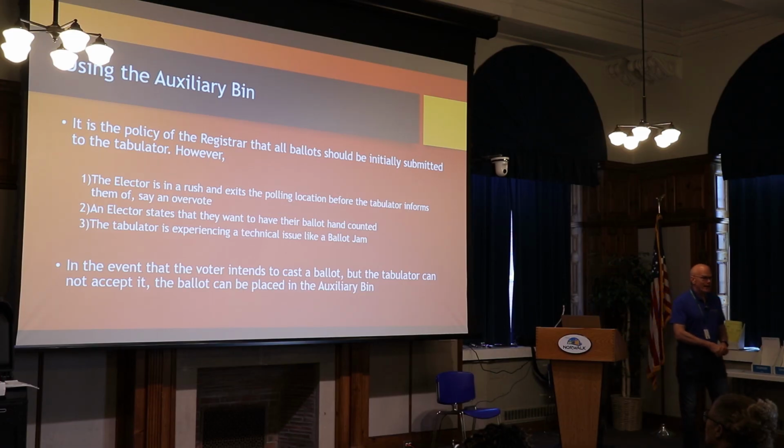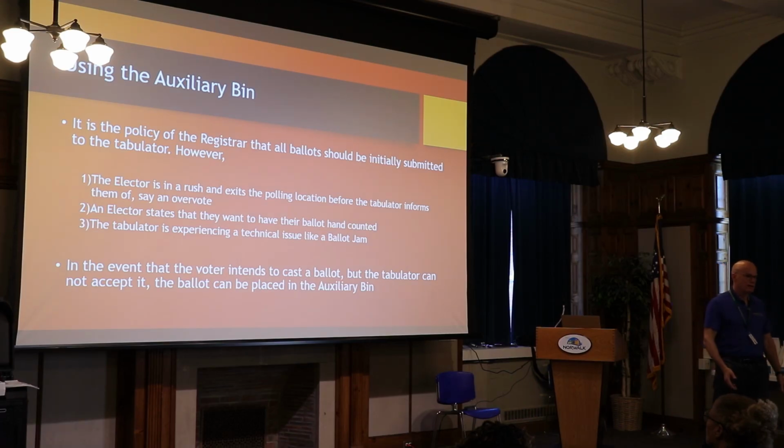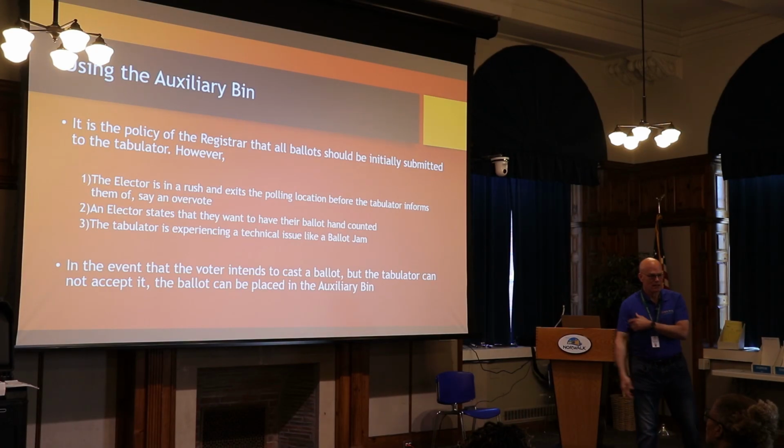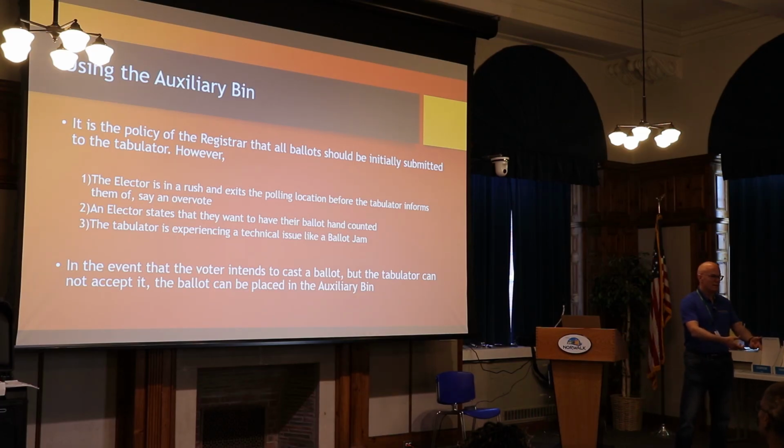In the event that someone says, oh no, I filled out that ballot correctly, I want this ballot counted, or someone is in a rush and throws their ballot at the tabulator and runs out the door, which happens on occasion, or someone submits the ballot to the tabulator and leaves and it gets kicked back. Basically, the only recourse there is, since we know that there was voter intent, is to take the ballot and put it in the auxiliary bin. Then the moderator will resolve it at the end of the night. So any ballot that touches the tabulator will go in the auxiliary bin if it can't be read by the tabulator.